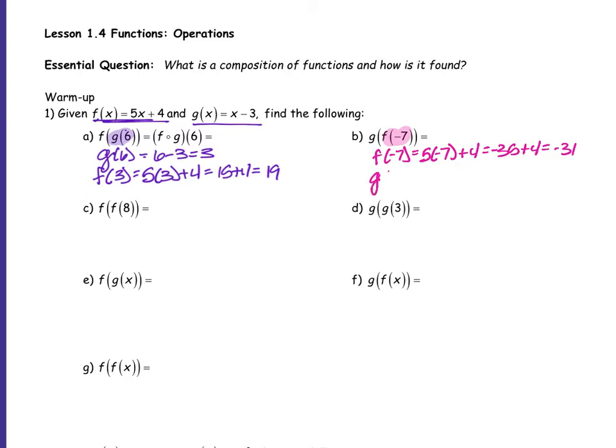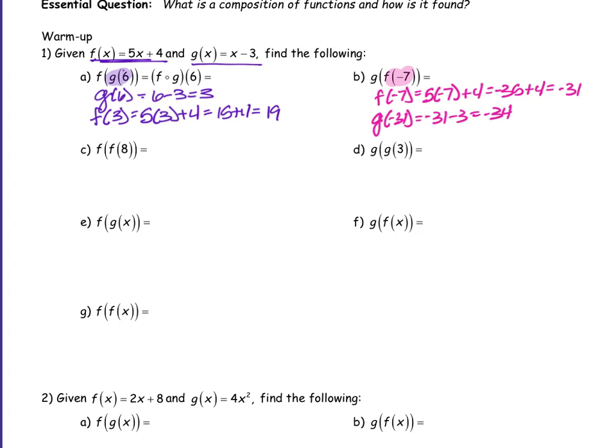And then I'm going to find g of negative 31, which is negative 31 minus 3, or negative 34. Okay? Everyone okay so far? Awesome sauce. Okay.